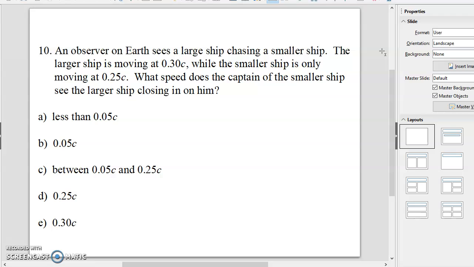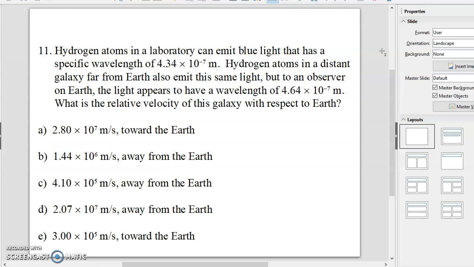Number 10. An observer on Earth sees a large ship chasing a smaller ship. The larger ship is moving at 0.3 times the speed of light, while the smaller ship is only moving at 0.25 times the speed of light. What speed does the captain of the smaller ship see the larger ship closing in on him? And the answer is A, less than 0.05 times the speed of light.